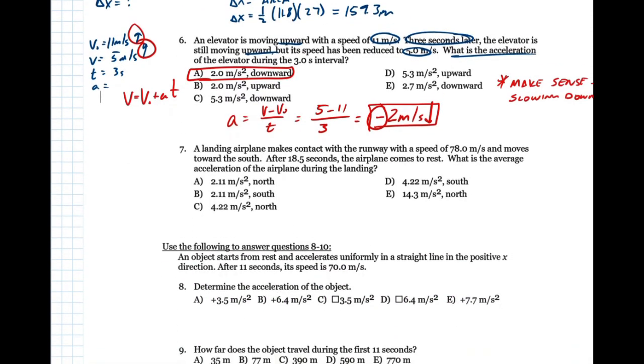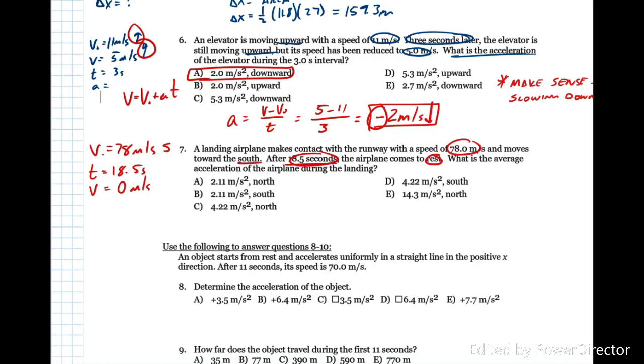Landing airplane makes contact. What's the average acceleration of the airplane? So it makes contact at an initial speed of 78, moving towards the south, so I'm going to go ahead and call that south. After 18.5 seconds, the airplane comes to rest. So 18.5 is my time. My final velocity is 0 meters per second. We've come to rest, and we want to know the acceleration of the airplane.